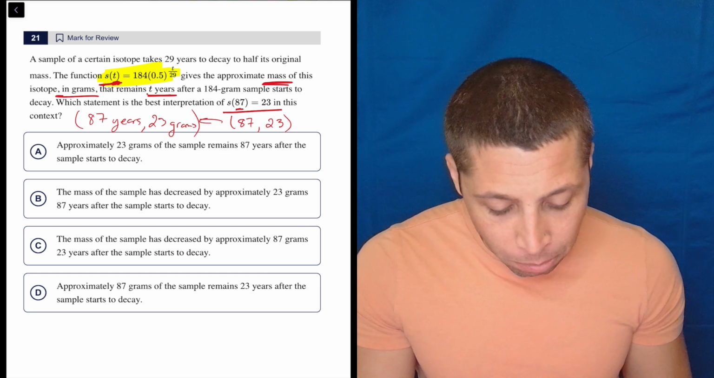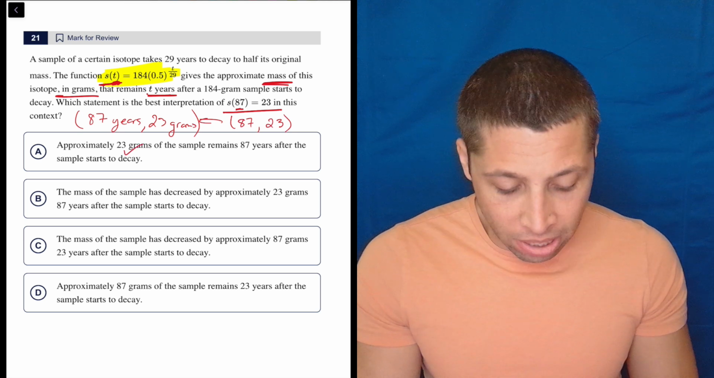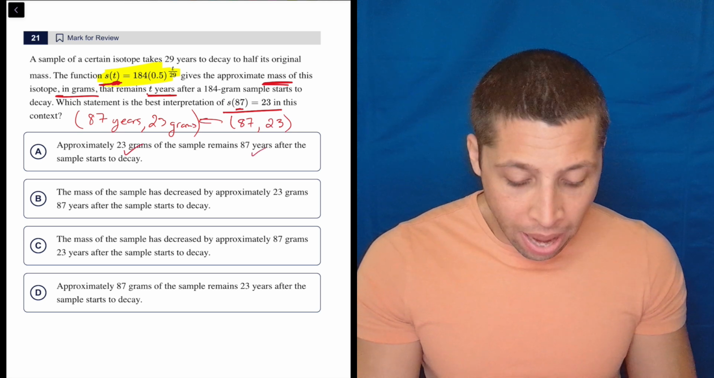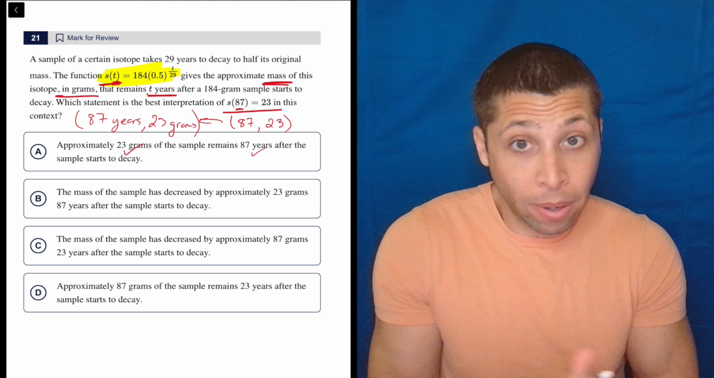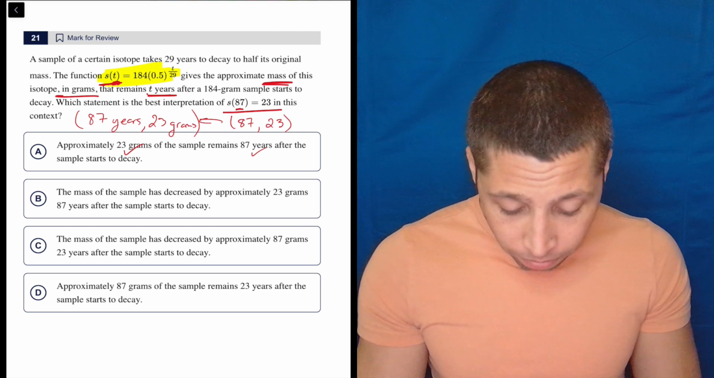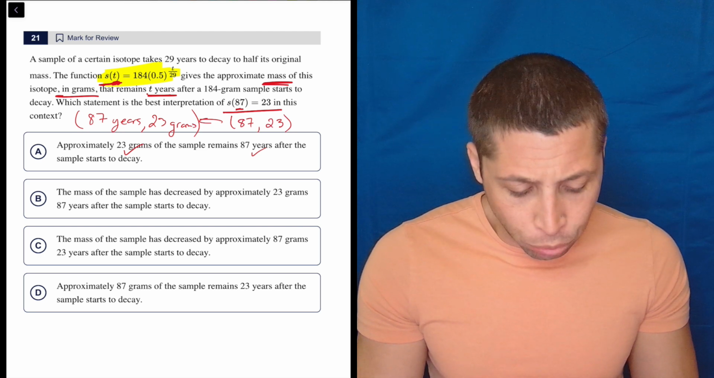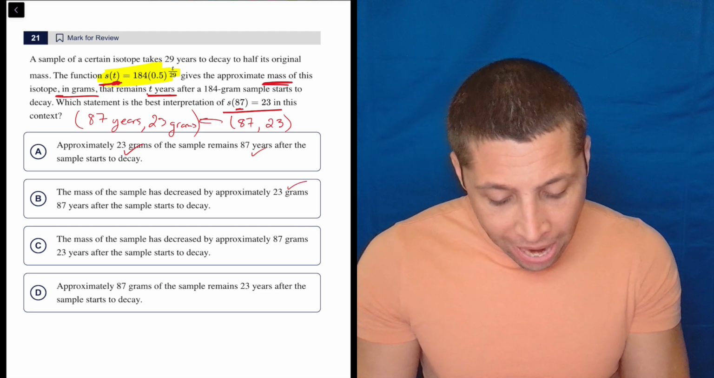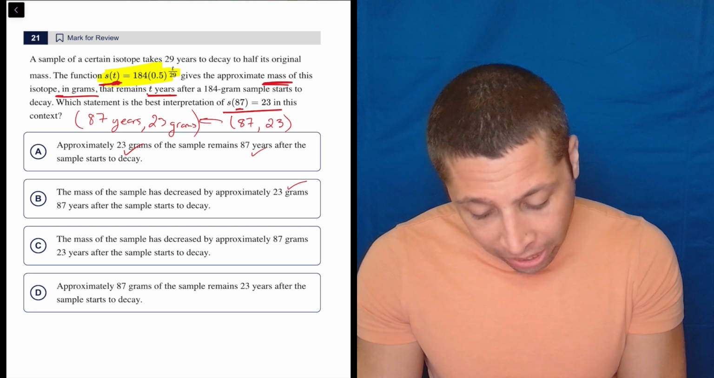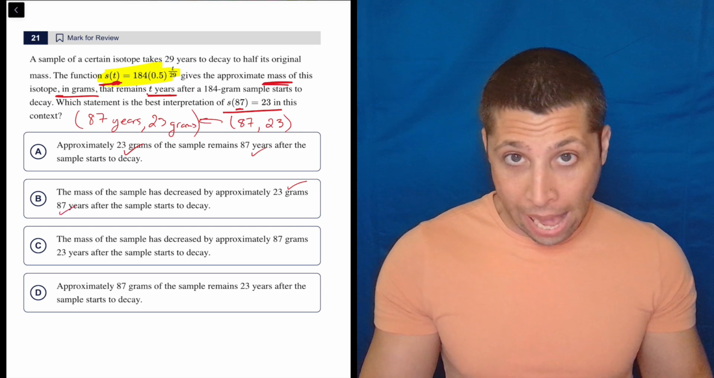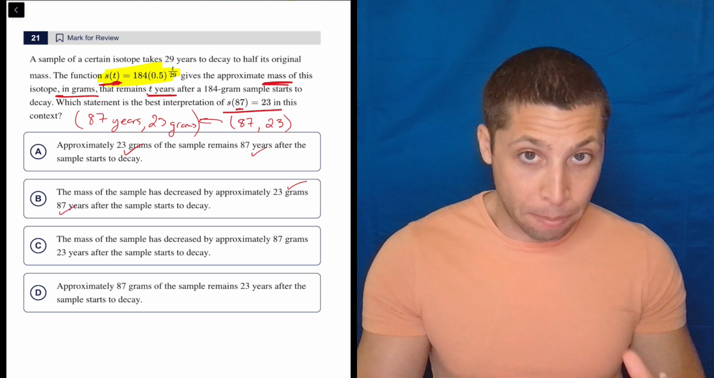So A, approximately 23 grams of the sample remains 87 years after the sample starts to decay. It has the right units with the numbers, so let's keep it in. B, the mass of the sample has decreased by approximately 23 grams, 87 years after the sample starts to decay. That also has the same units, so let's keep that in too.